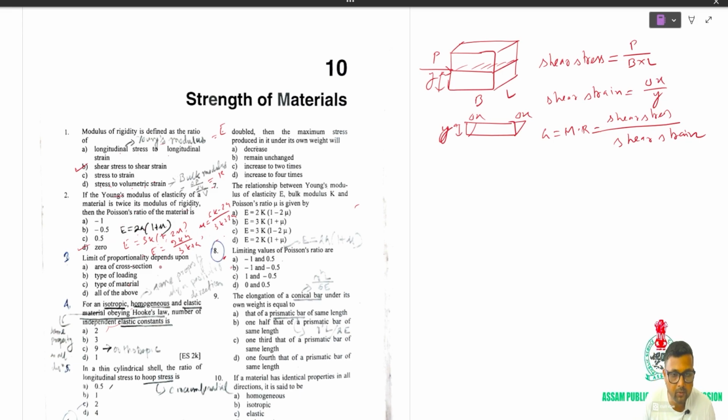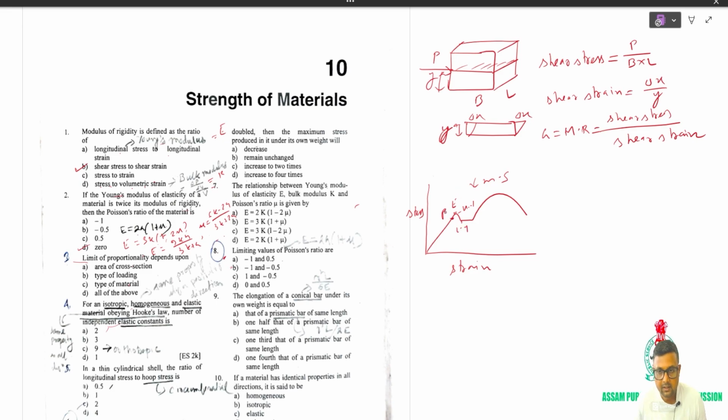Next question is: the limit of proportionality depends upon. Now what is limit of proportionality? See here, if this is mild steel, this is strain, and this direction is stress. This point is called, this is proportional limit, this is elastic limit, this is upper yield limit, and this is the lower yield limit. Now, this type of curve we see only in case of mild steel.